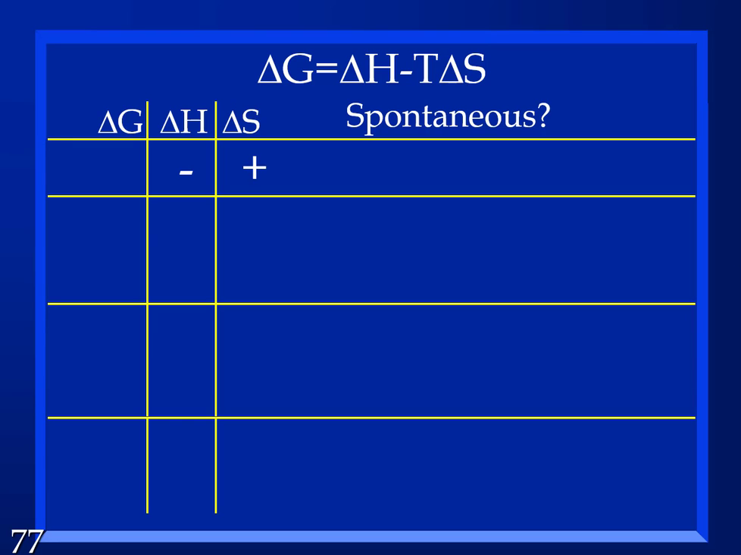So if delta H is negative, and delta S is positive, what is the sign of delta G? Well, a negative minus a positive: negative 3 minus 4, it's got to be a negative number, right? No matter what numbers I stick in there. Negative 4 minus 3 is negative 7, still a negative number. So delta G will always be negative in this situation. The delta H is in favor, the delta S is in favor, so delta G is in favor.